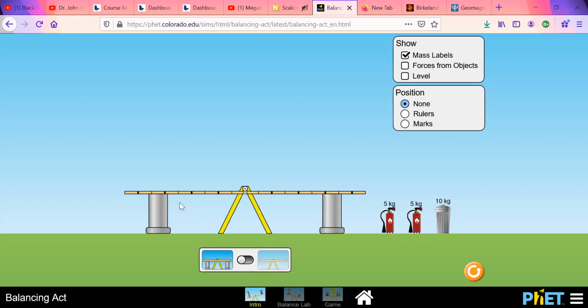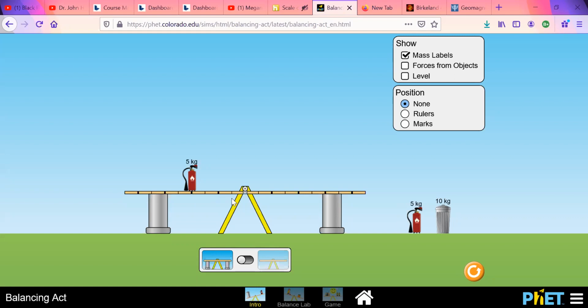And I wanted to balance this seesaw using the 5 kilogram mass and the 10 kilogram mass. Let's say I just take this 5 kilogram mass and set it at, say, 2 centimeters. So let me just tell you something about this. We're going to just assume that these positions are in centimeters.